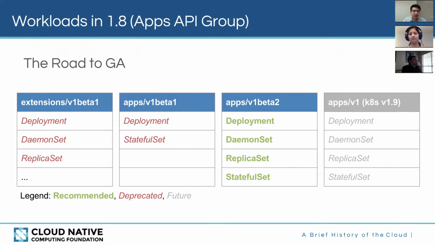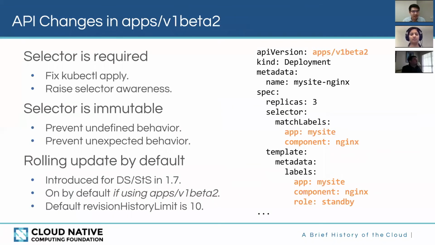And then if you look all the way to the right, this is just saying in 1.9, we expect to release apps v1, which will be basically all these same APIs, but in, like Aparna said, kind of the final version of the very stable API that's not going to change after that.